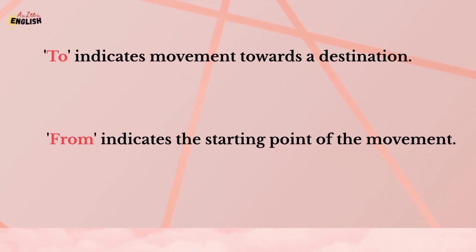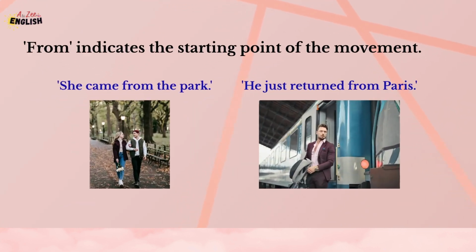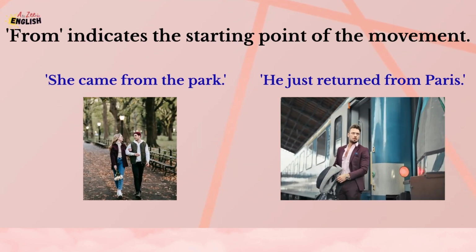Next is from. From indicates the starting point of the movement. First example, she came from the park. Here the preposition from indicates the point of origin or the starting point of her movement. It tells us where she started her journey or where she was located before arriving at her current location.